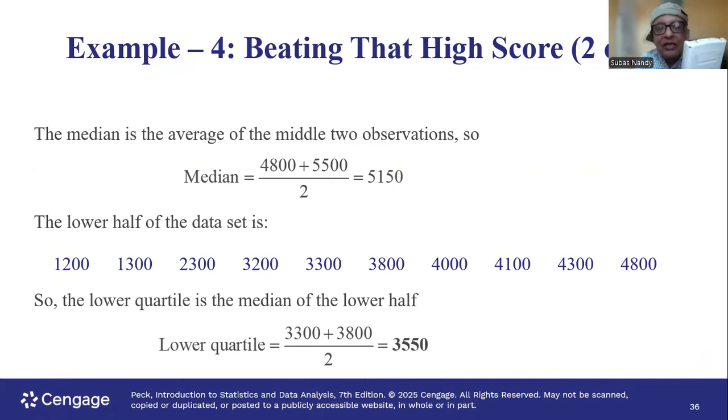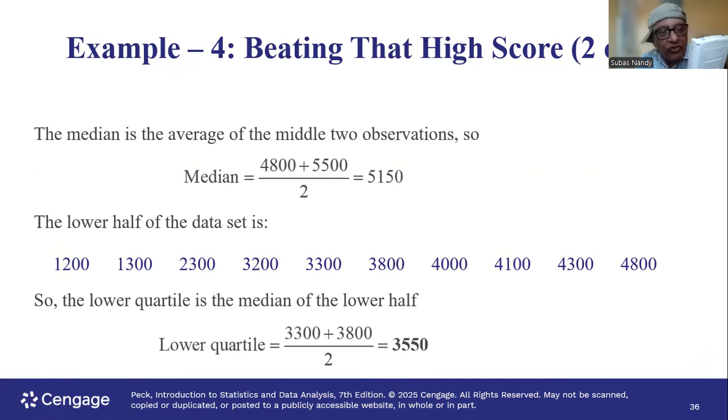What is the median? 5150. What does it mean? 50% of numbers below it, 50% above it on a number line. Okay. And what is the mean? The mean is 4775. Let's compare the mean with the median.